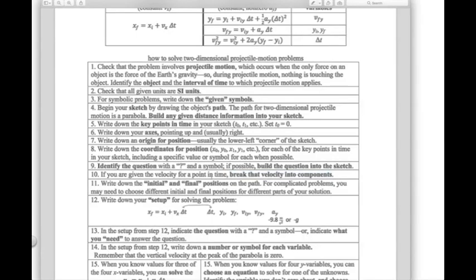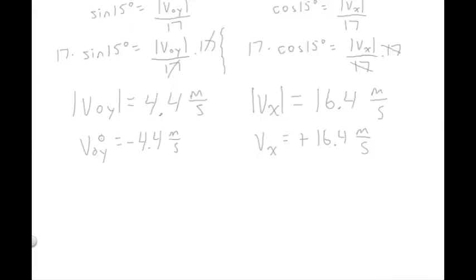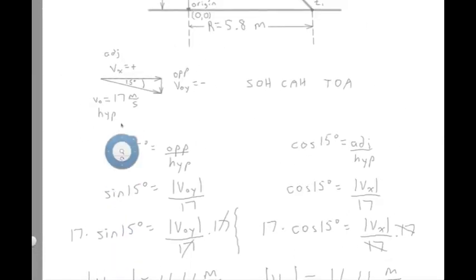So we've completed this step. We broke the velocity into components, and the big thing we saw here is remember to watch out for the plus and minus signs on the components. That's the big issue on this problem. Now for our next step, we want to label the initial and final positions on our path.